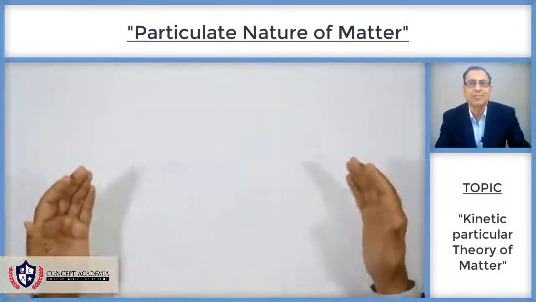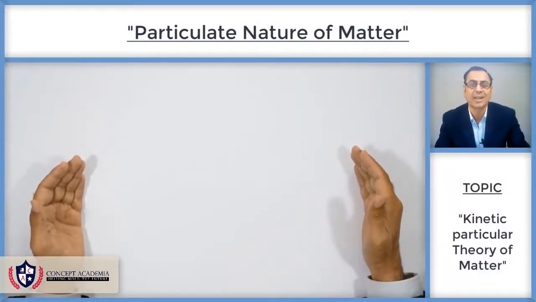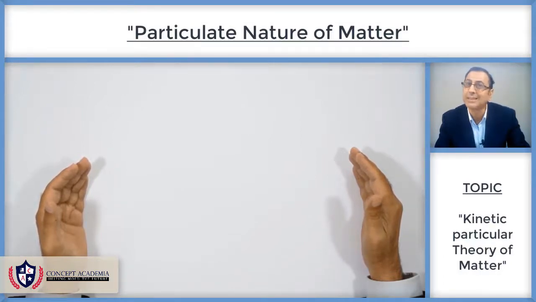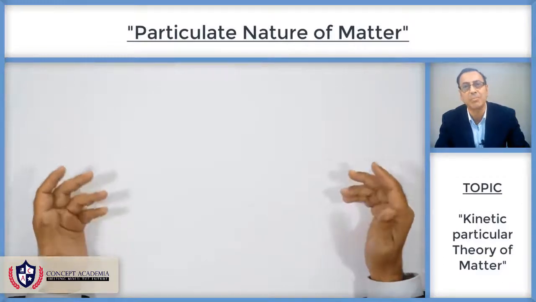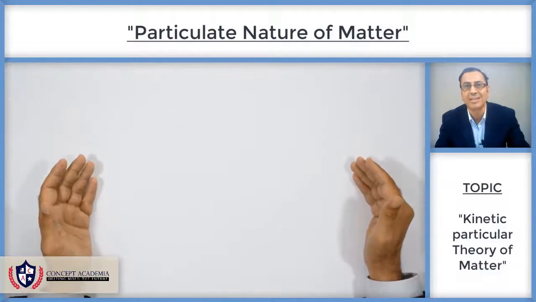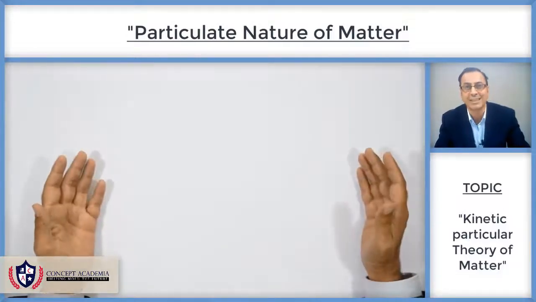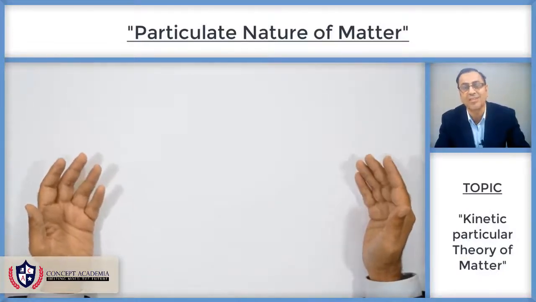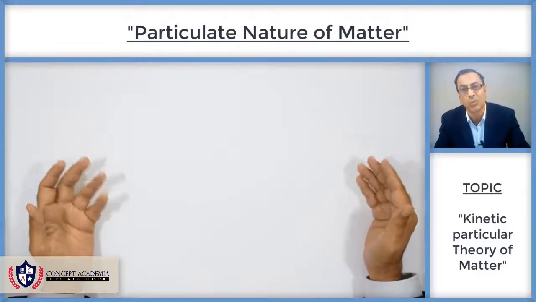This is about states of matter: solids, liquids, and gases. The basic kinetic theory model tells us about solids, liquids, and gases and their behavior. This theory tells us that matter is made of tiny particles, and these tiny particles are not at rest. These are moving particles. But the nature of motion in these particles is different in the case of solids, liquids, and gases.